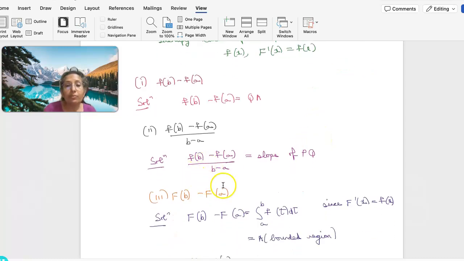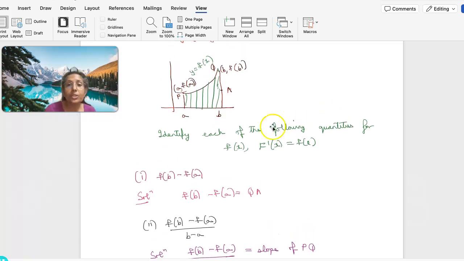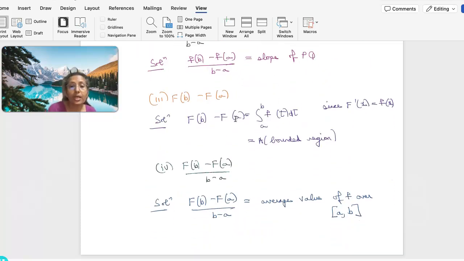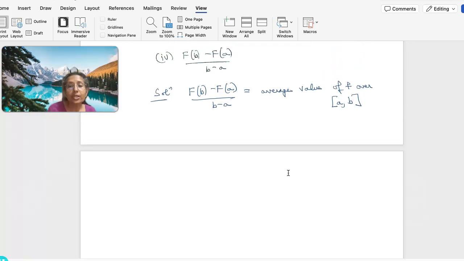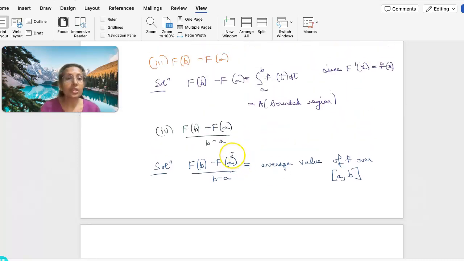Then we have capital F(b) minus F(a). That will be integral a to b f(t) dt, because F'(x) is f(x), so F(x) is the integral from a to x. So it will be a to b f(t) dt, and this is nothing but the area of this bounded, shaded region. And the last part, (F(b) minus F(a))/(b minus a), we have done in an earlier lecture, that this is the average value of f over the closed interval [a,b]. So that concludes this session on definite integrals, AP calculus. So thank you and stay tuned.